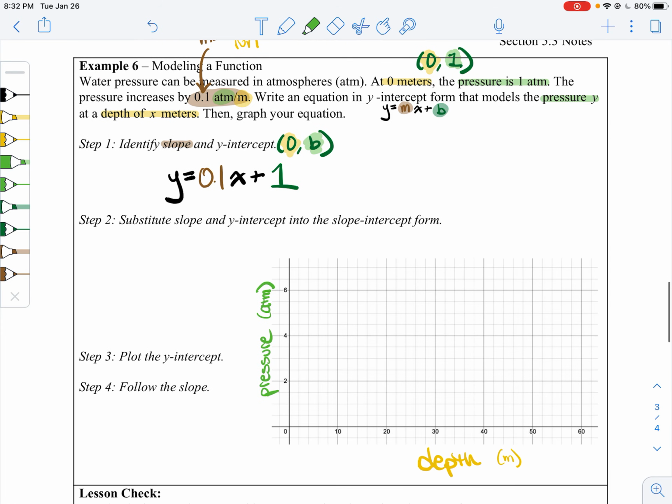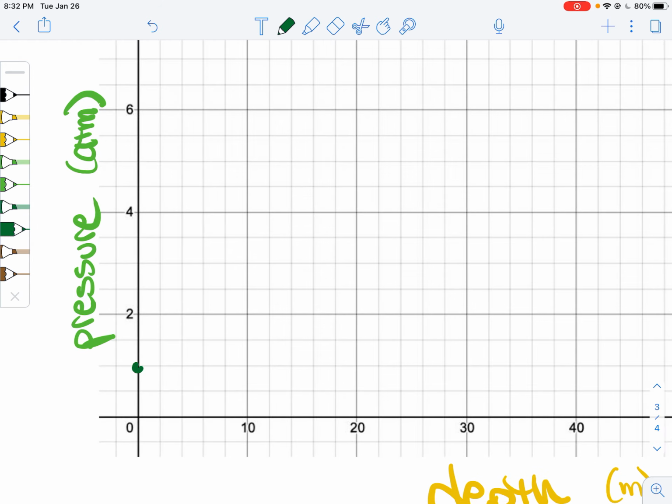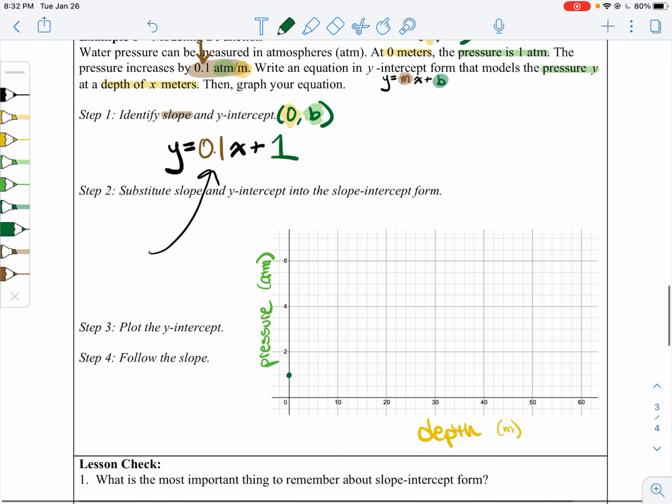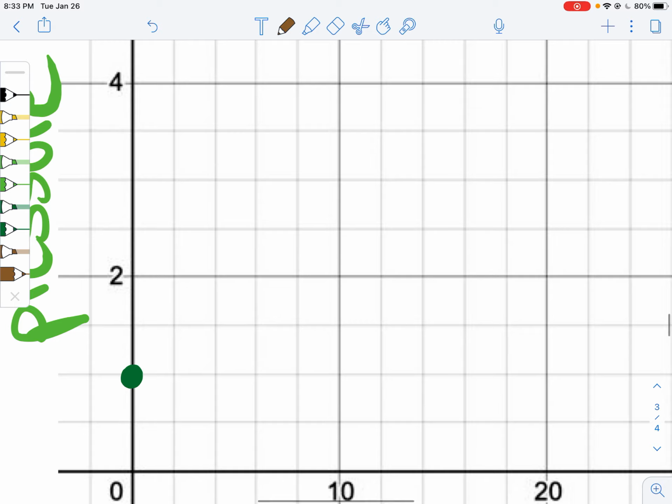Okay, we've got a graph. We've got substitute the slope. Oh, I did that already. Yes, see above. Now let's plot the y-intercept. The y-intercept is 1. I found 1. It's right there. Cool. Now we need to follow the slope. Our slope is 1/10. How do you go up a tenth and then over 1?